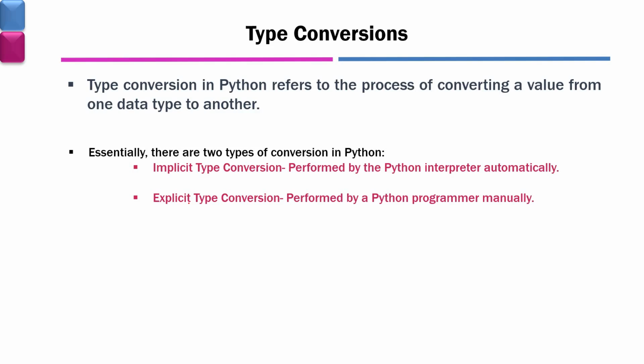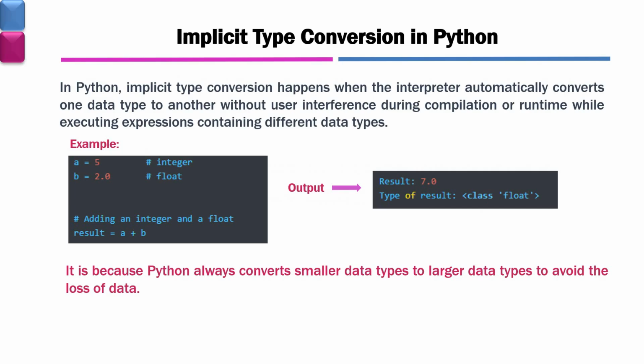So what is type conversion? Type conversion in Python refers to the process of converting a value from one data type to another. How shall I do this type conversion? There are two types of type conversions in Python. One is implicit type conversion, which is performed by the Python interpreter automatically. Remember, we don't have to worry about it. In some cases, the Python interpreter automatically does this type conversion. The other type is called explicit type conversion, which is performed by the Python programmer manually. That means as a user, whenever I'm writing a program and doing manual type conversion, that is called explicit type conversion. I want to discuss these two type conversions in detail, so let's first start with implicit type conversion.